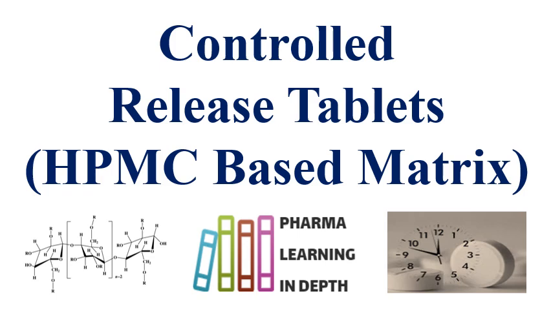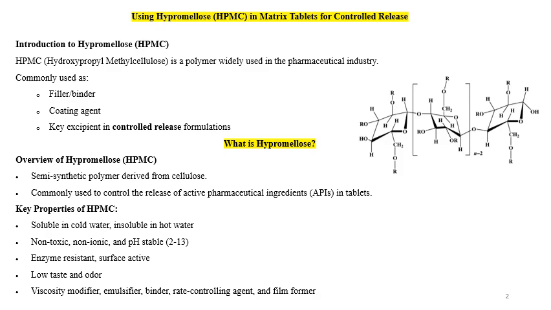So don't get confused between delayed release and enteric coated tablets or acid resistant tablets. Sometimes delayed release is also a term used for these controlled release tablets. Another terminology is sustained release tablets. So sustained release, prolonged release, extended release, these are similar terminologies with minor differences. The topic of the present video is only about HPMC as a matrix former and as a controlled release polymer.